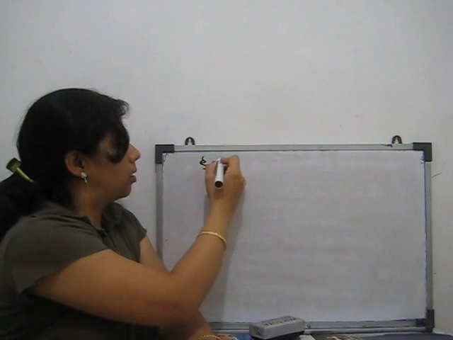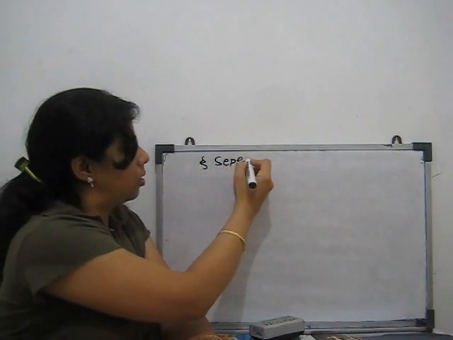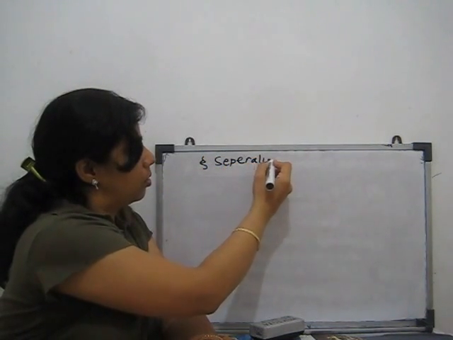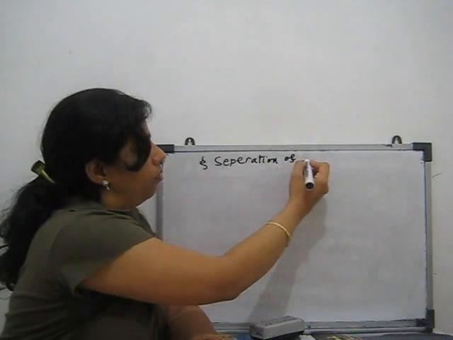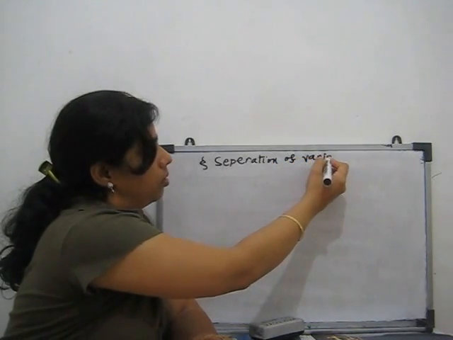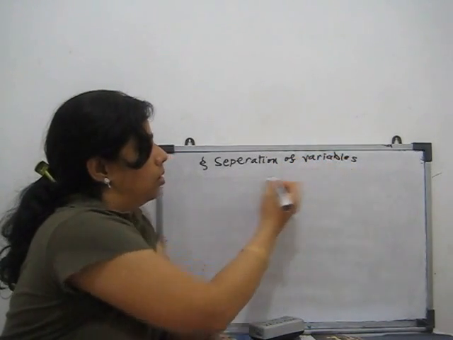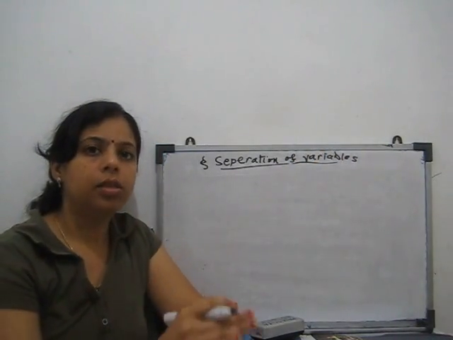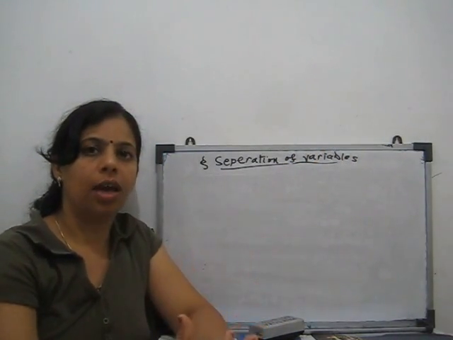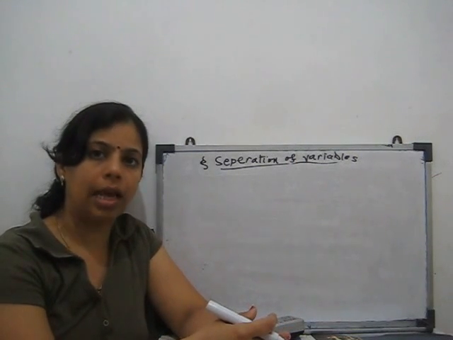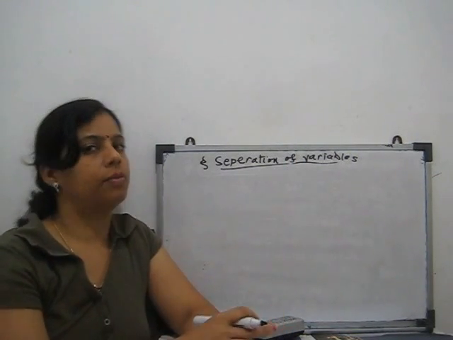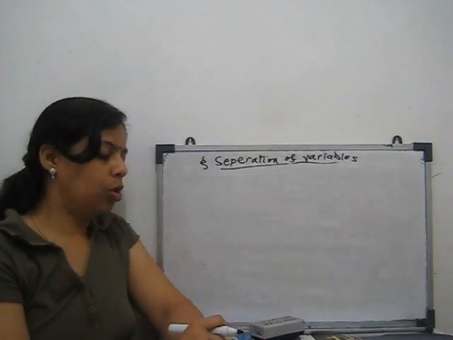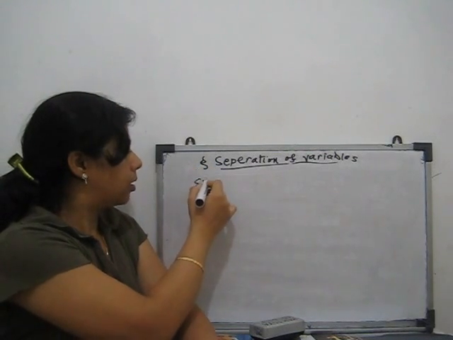The method is separation of variables. You already learned that separation of variables means however many variables we have, we can separate them with their derivatives. If we can separate it, we can easily integrate it. So this is the method of separation.